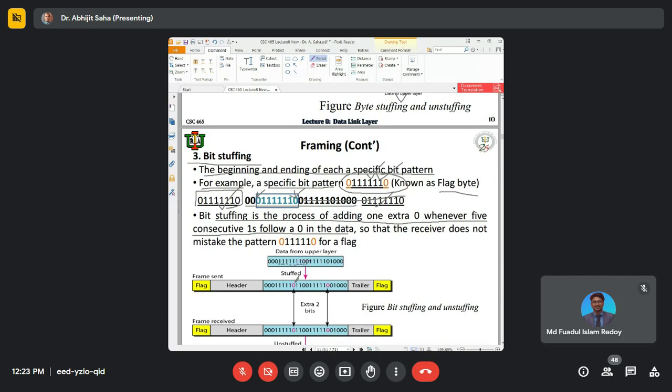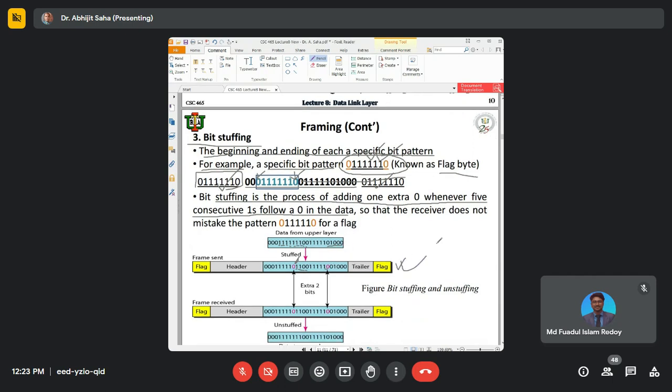That is the 1 1 0 0, no problem, 1 1 0 0. Then here again we got 1 2 3 4 5, and after that a zero. So there are five ones we are getting here consecutively, which means again we are adding a zero. For those five ones we are adding the zero, and then it is moving on, 0 1 0 0 0 1 0 0 0. So this is how the receiver can avoid mistaking that for the ending flag.